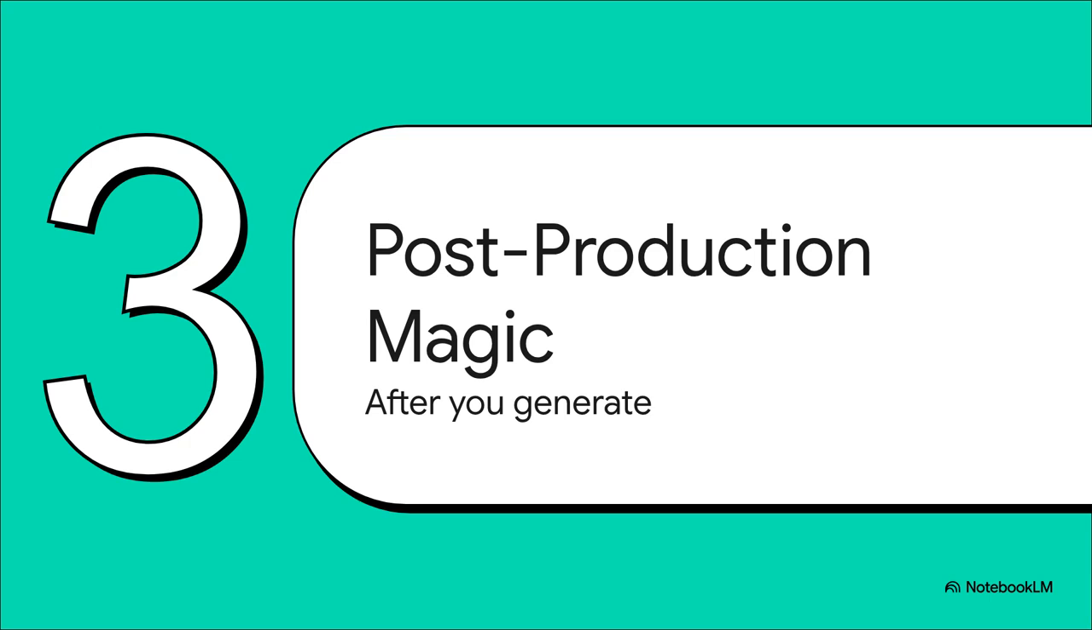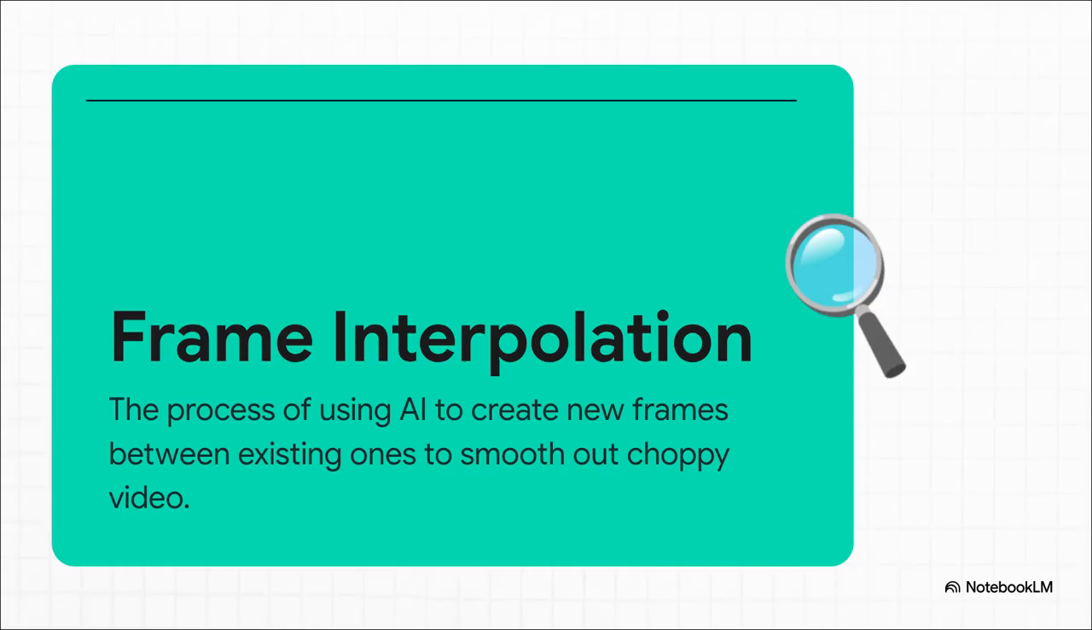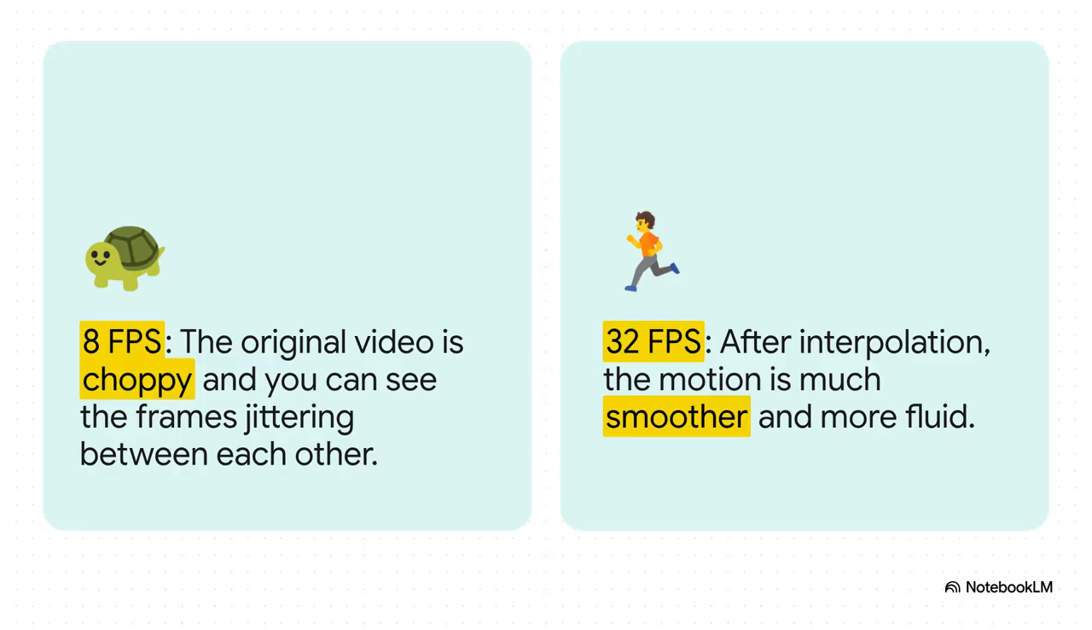This is where you can smooth out the motion, sharpen up the details, and give your clip that polished, cinematic finish that separates the amateur stuff from the pros. One of the absolute best post-production techniques is something called frame interpolation. See, a lot of AI video tools generate at a low frame rate, maybe 8 frames per second, which looks super choppy. Frame interpolation tools use AI to cleverly create new frames in between the original ones, which completely smooths out the motion. And wow, the difference is just night and day.